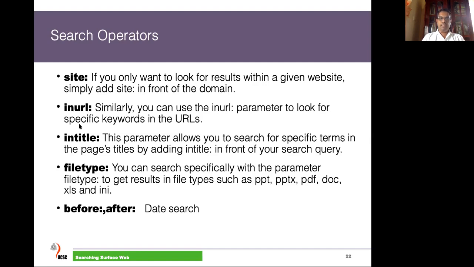inurl is also similar. With the inurl parameter, you search for keywords in the URL. Usually when you search a keyword, it produces results based on the appearance of this keyword in the body, URL, or any other tags. It's a combination. But if you say inurl and a set of keywords, then your keyword must appear in the URLs of the documents. That's also important for certain things I will show you.